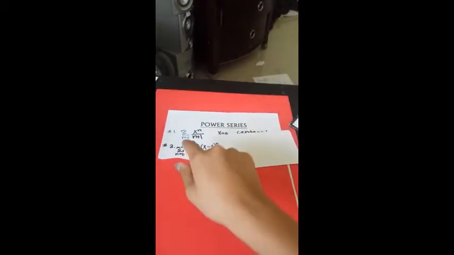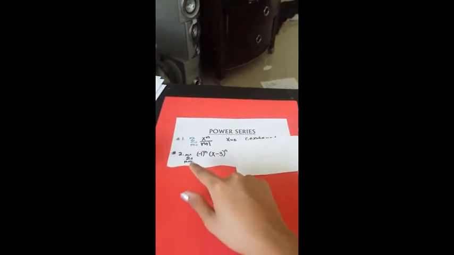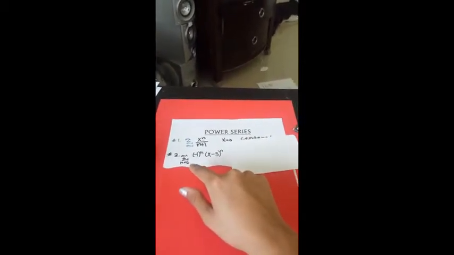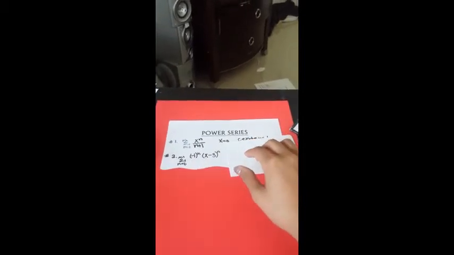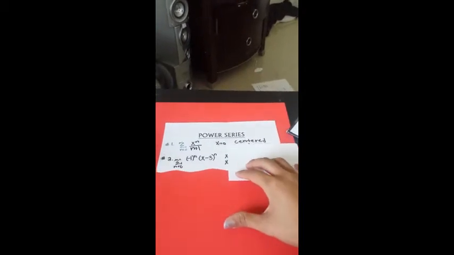Alright, so example number two says that we have our series here, the summation from n equals 0 to infinity of negative 1 to the n times x minus 3, everything to the nth power. So again, what we do is that we take this and set it equal to 0. So we get x minus 3 equals 0, and then we get x equals 3. So we conclude that this power series is centered at c equals 3.